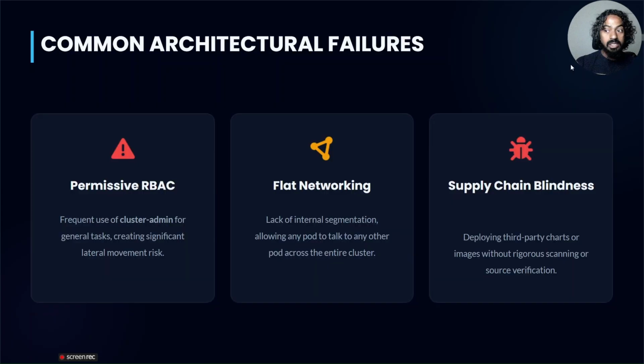And as usual, these are the common architectural failures that I keep mentioning, right? These failures repeat everywhere. Too many cluster admins, no admission controls, no network segmentation, secrets in manifests, no runtime visibility, CI/CD pipelines trusted blindly, right? These are not edge cases. These are normal failure modes by themselves.